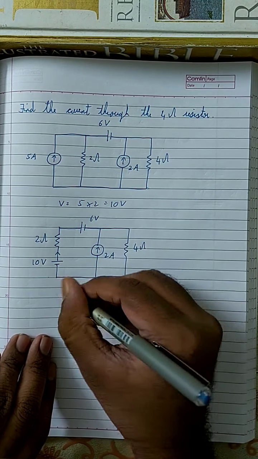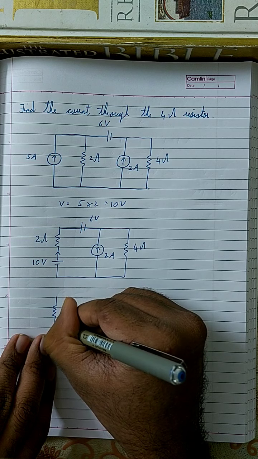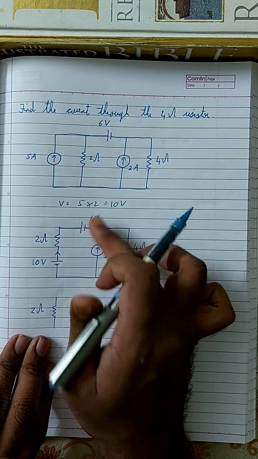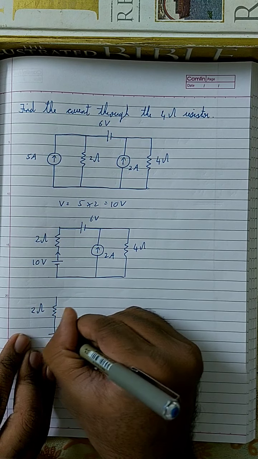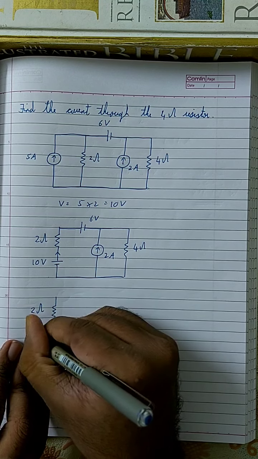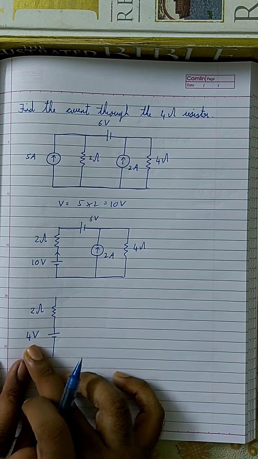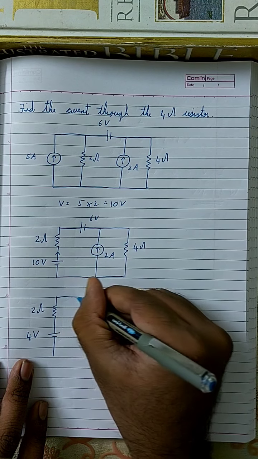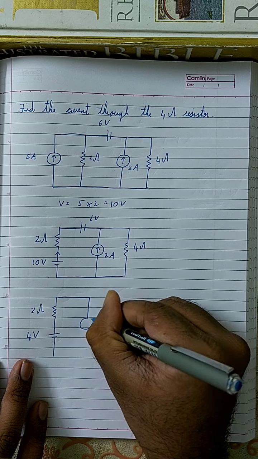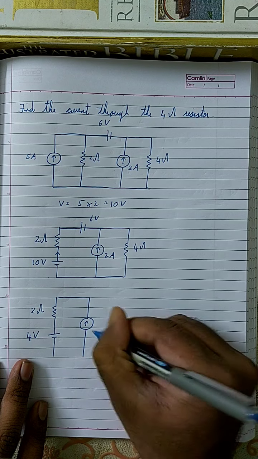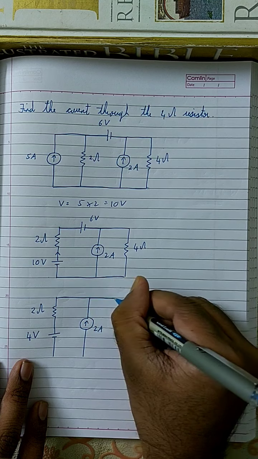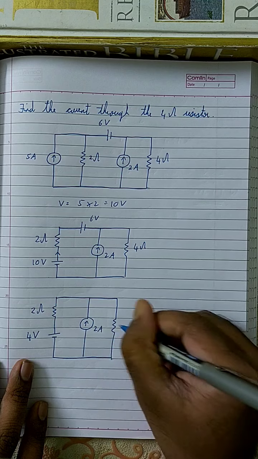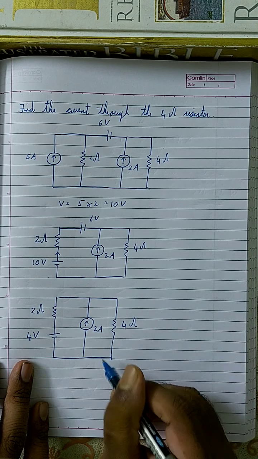What is 10 minus 6? 4. So your next diagram will be the same 2 ohm resistor, and these two voltages are now combined and become 4 volt, since it is 10 minus 6. And this is a current source, 2 amperes, and this is a resistor, 4 ohm. Okay, now what is the next step?